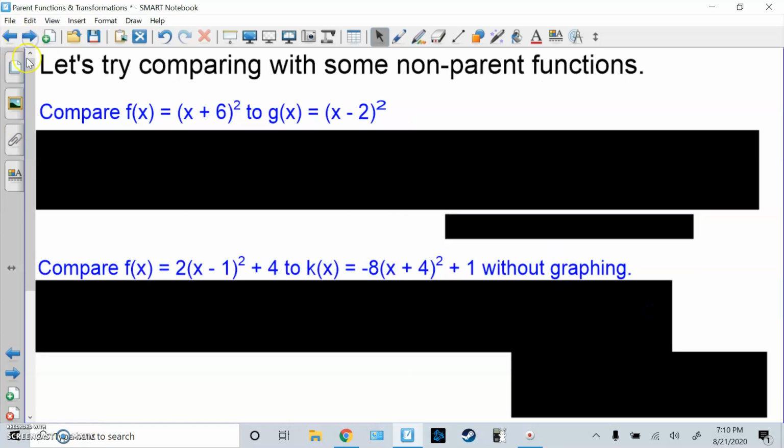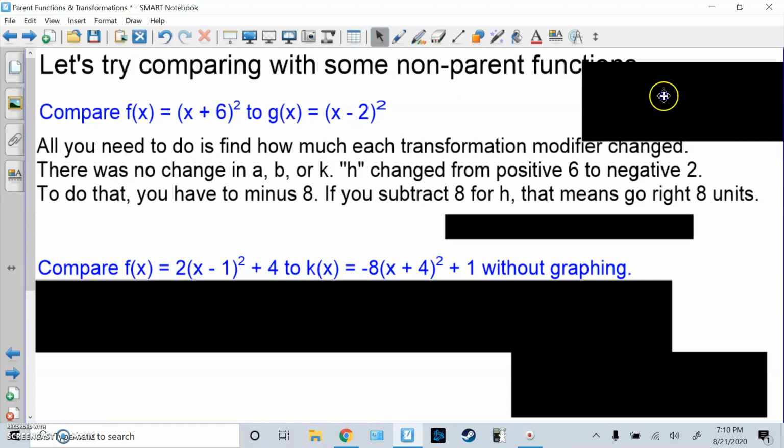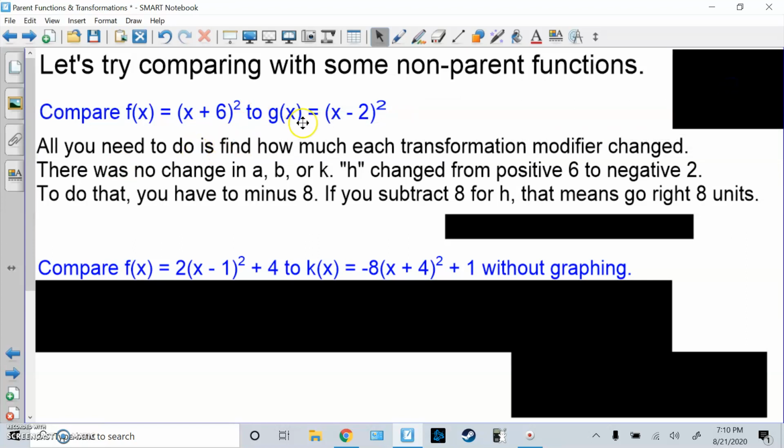Alright, last slide. Let's try comparing some non-parent functions. If we have x plus 6 on the inside squared and compare it to x minus 2 on the inside squared, it's pretty simple. All you need to do is find out how much each transformation modifier changed. So there's no a change, no b change, no k change. Only h, the inside part, changed. It went from positive 6 to negative 2. To go from positive 6 to negative 2, you have to subtract 8. So if you subtract 8 for h, that means you go right because h is opposite.